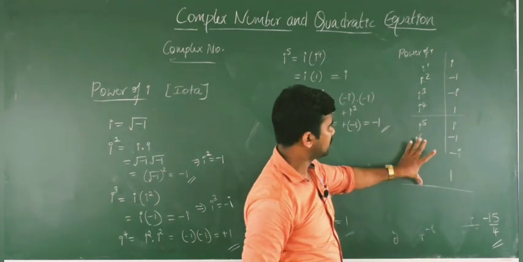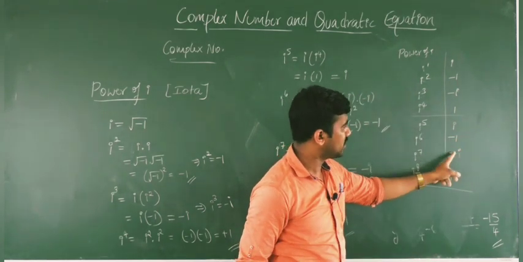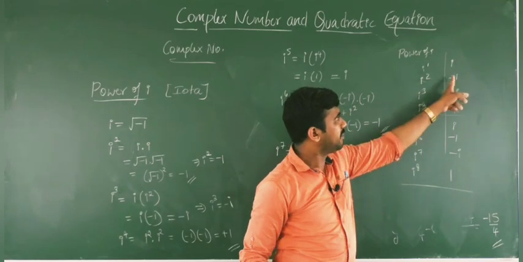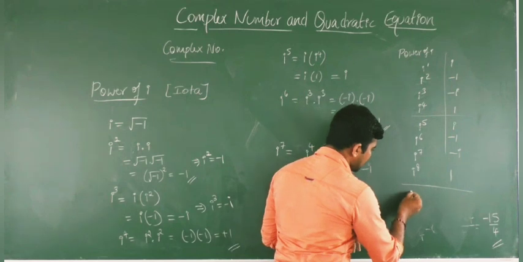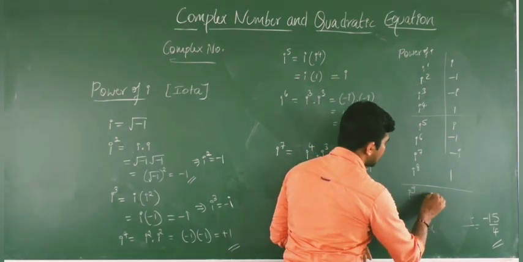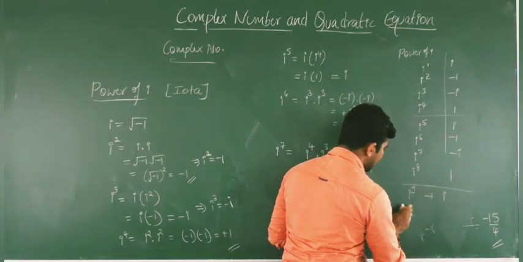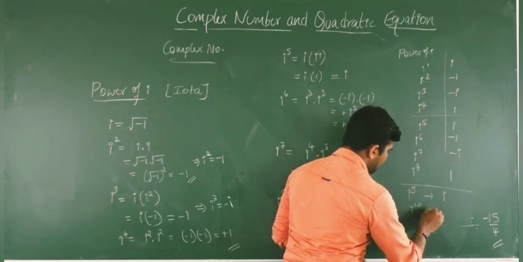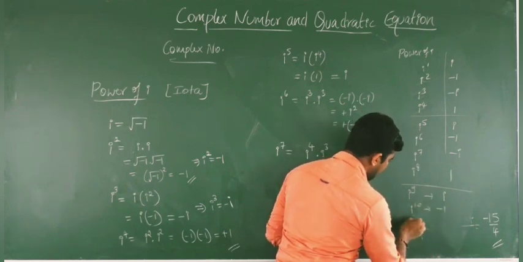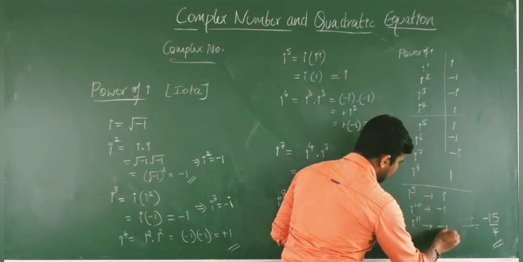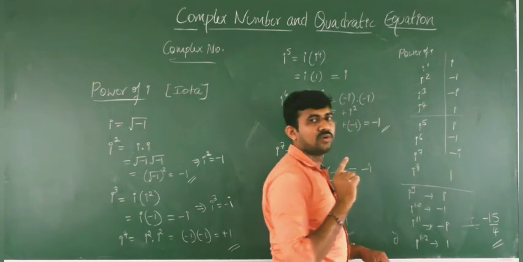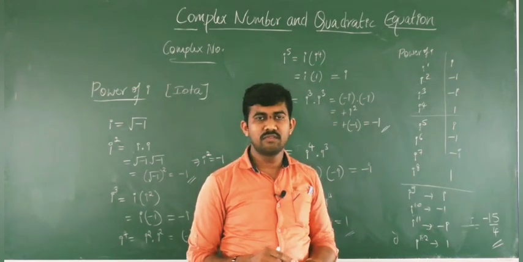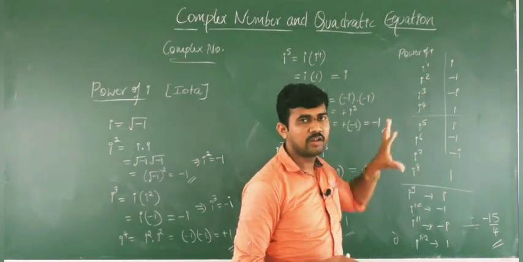Again for the next 4 you get the same: i, minus 1, minus i, 1. Same for the next also. i to the power 9 is i, i to the power 10 is minus 1, i to the power 11 is minus i, i to the power 12 is 1. So it continues like this for each 4 terms.